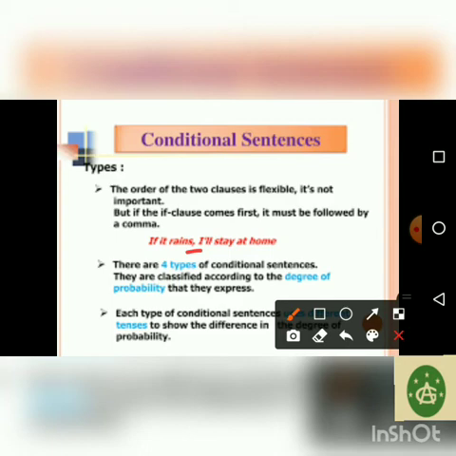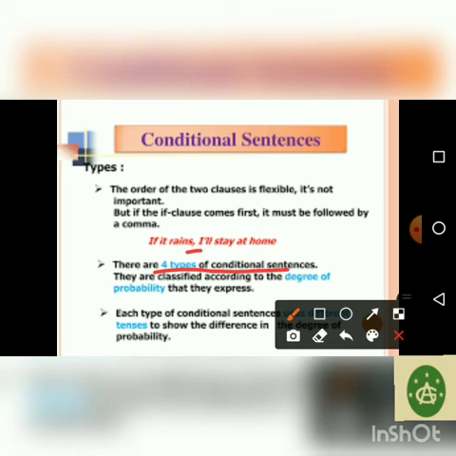If it rains, I will stay at home. Now, if you are putting it in a different way, I will stay at home if it rains, then a comma is not required. If you are putting the main clause first, then the comma is not required. Okay? There are 4 types of conditional sentences.